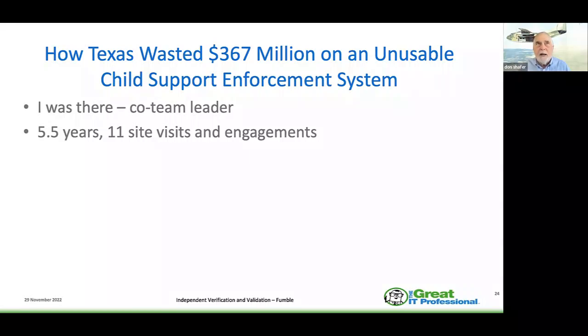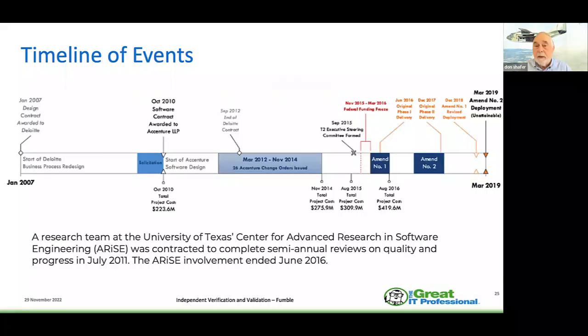This was one of those things where, as part of the independent verification and validation team, they had been told where the problems were, and they were aware of where these issues were. They just chose not to implement the fixes. So here's a timeline of events. A research team at the University of Texas Center for Advanced Research in Software Engineering, RISE, was contracted to do the semi-annual reviews on the quality and the progress. Our involvement ended in June 2016. We went from July 2011 through June 2016, coming in twice a year.